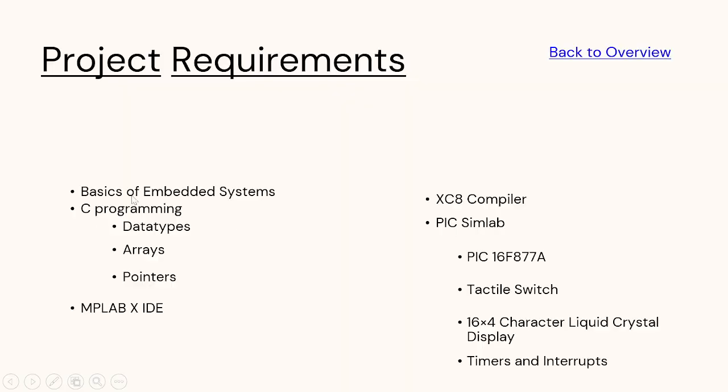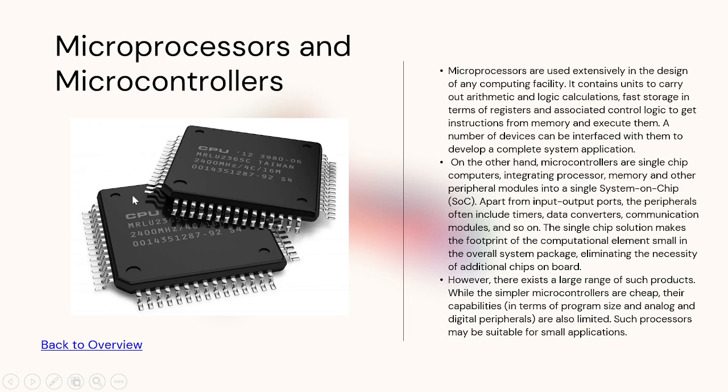Next we have completed about C programming. Now microprocessor and microcontroller. First, the processor. Microprocessors are used extensively in the design of any computing facilities. It contains units to carry out arithmetic and logic calculations, fast storage in terms of registers, and associated control logic to fetch instructions from memory and execute them.